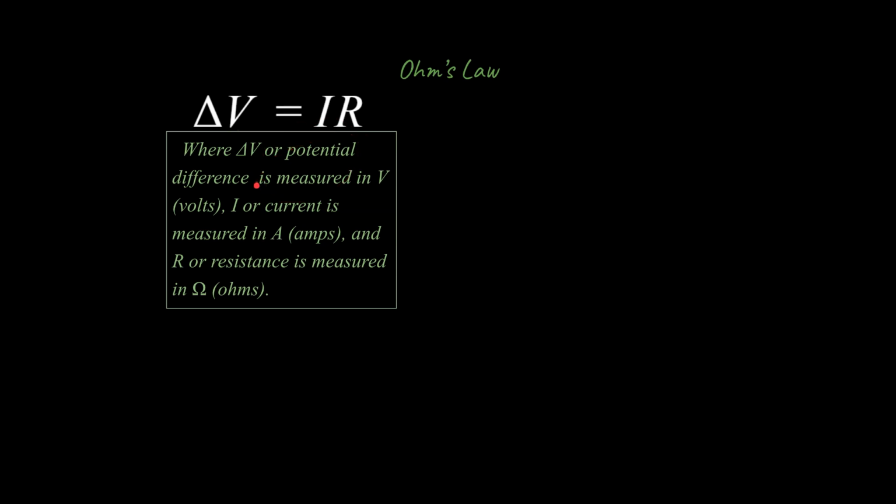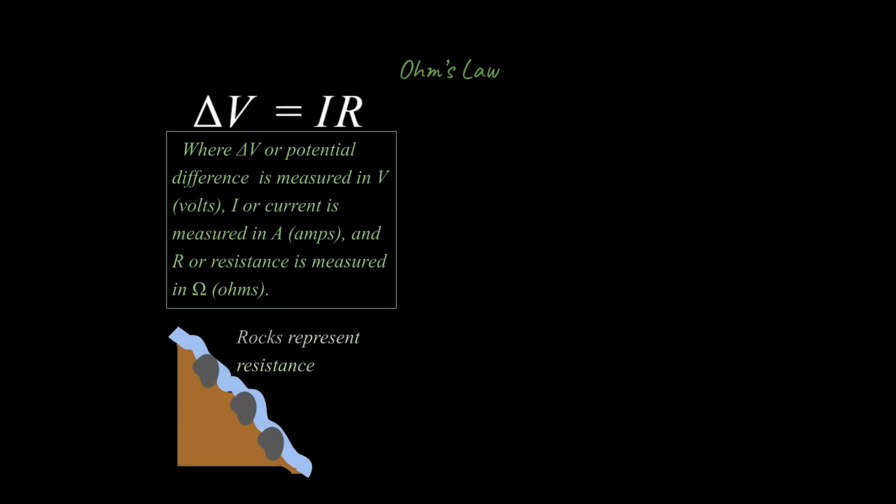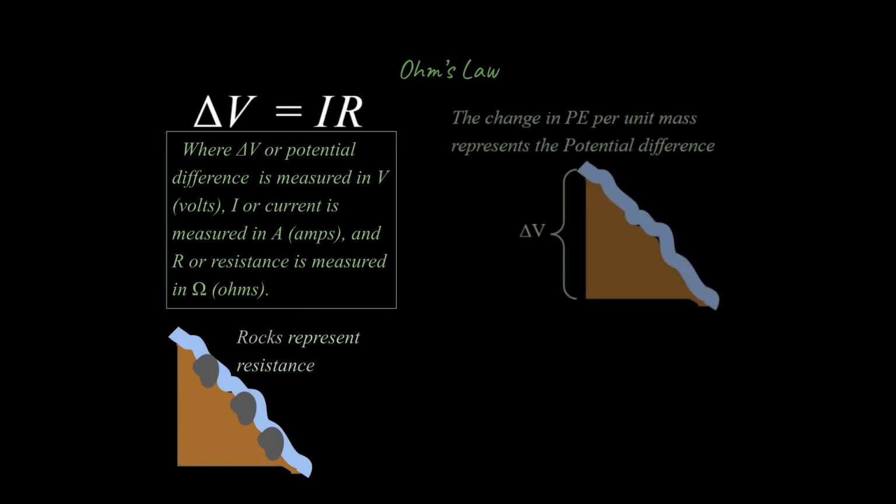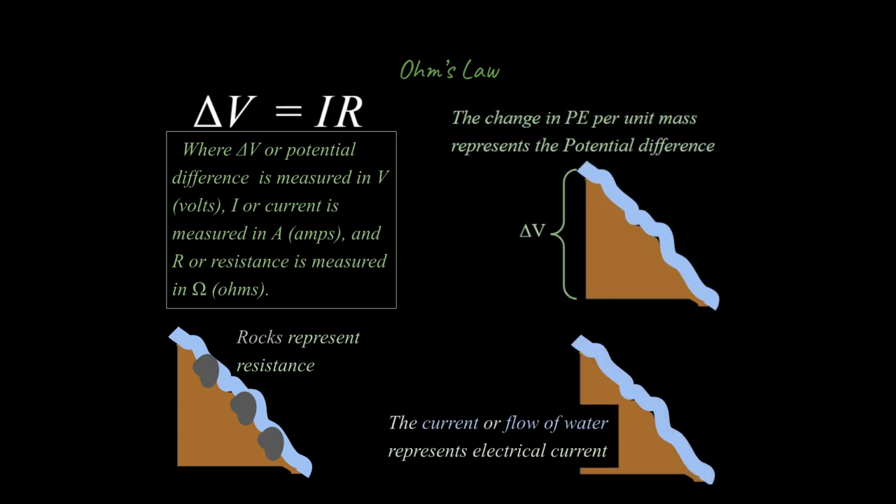Here is what these concepts mean. So delta V is the potential difference measured in volts. I is the current measured in amps, and R is the resistance measured in ohms. And in analogous terms, we're going to say that rocks represent resistance, and height difference or height drop represents the delta V or potential difference. And the current or flow of water represents electrical current.